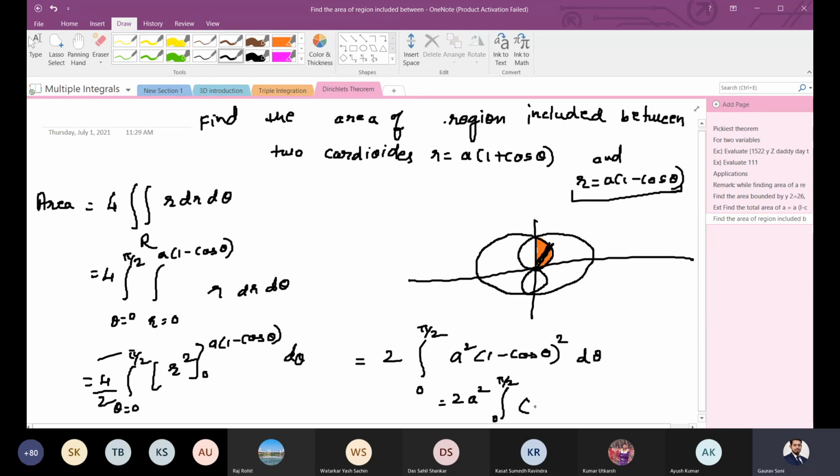We'll go ahead. Again, you will have to do the substitution if you use the 1 minus cos theta formula. So the answer to this is 2a square (3 pi by 4 minus 2).